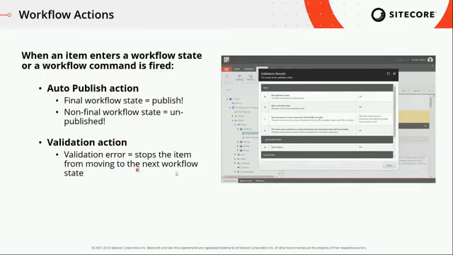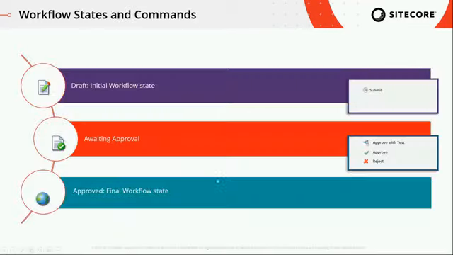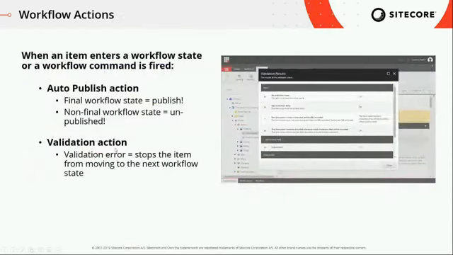It will literally stop it in between one state and another. So if I've got something in the draft state and I have a validation error, even if you approve it, it's not going to publish. Why? Because it has a validation error. What kind? Not the yellow warning, but the serious red validation type of errors.